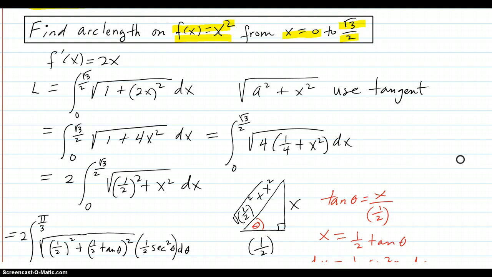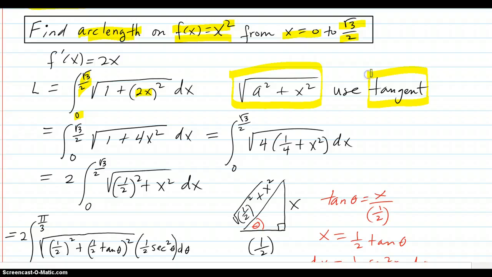So, setting up the arc length formula, you have the limits of 0 to square root of 3 over 2, 1 plus f prime squared, and that's an a squared plus x squared type square root, so we're going to use the tangent. That's when you use the tangent substitution.